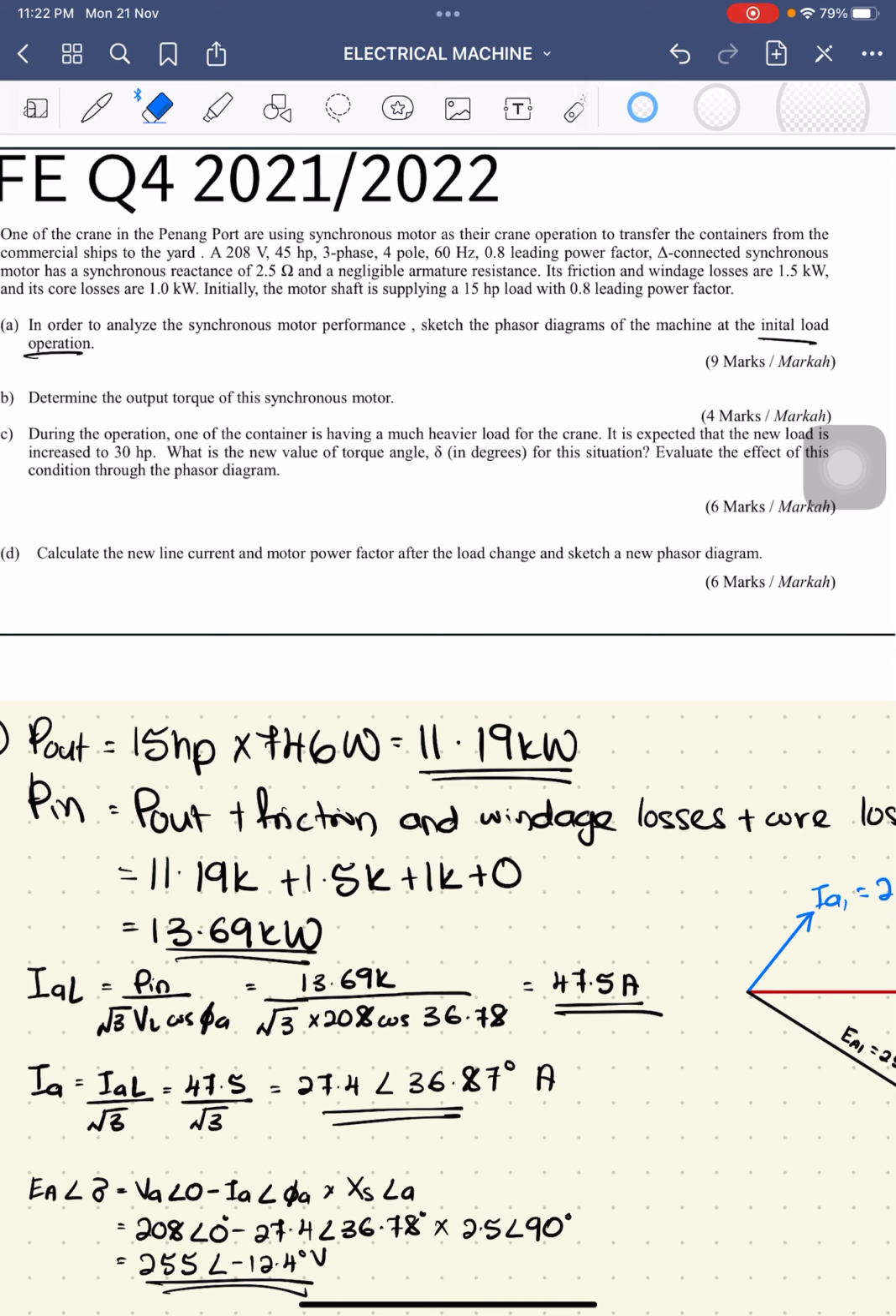One of the cranes in Penang Port is using a synchronous motor for its crane operation to transfer containers from the commercial ship to the yard. A 208 volt, 45 horsepower, 3-phase, 4-pole, 60 Hz, 0.8 leading power factor, delta-connected synchronous motor has a synchronous reactance of 2.5 ohm and a negligible armature resistance. Its friction and windage losses are 1.5 kilowatt and its core losses are 1.0 kilowatt. Initially, the motor shaft is supplied a 15 horsepower load with 0.8 power factor.